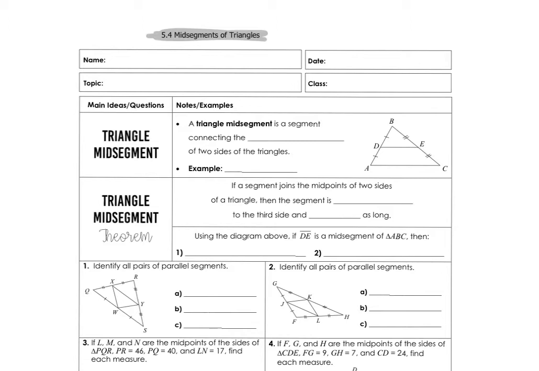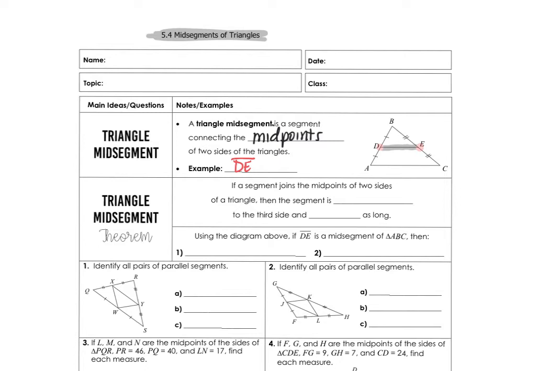So a triangle's midsegment is a segment connecting the midpoints of two sides of the triangle. If you take a look at this segment DE, it is connecting midpoint D and midpoint E, the midpoints of two sides of the triangle. So the midsegment is DE.